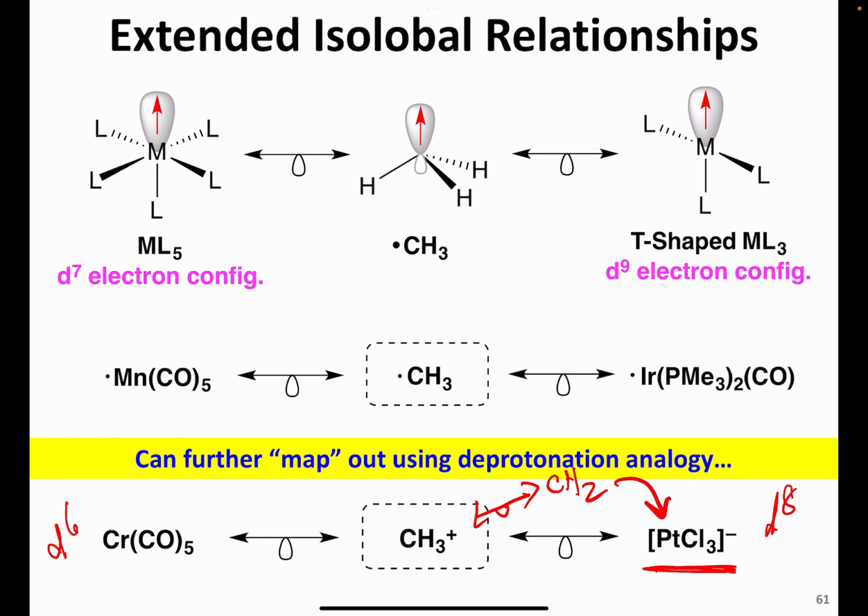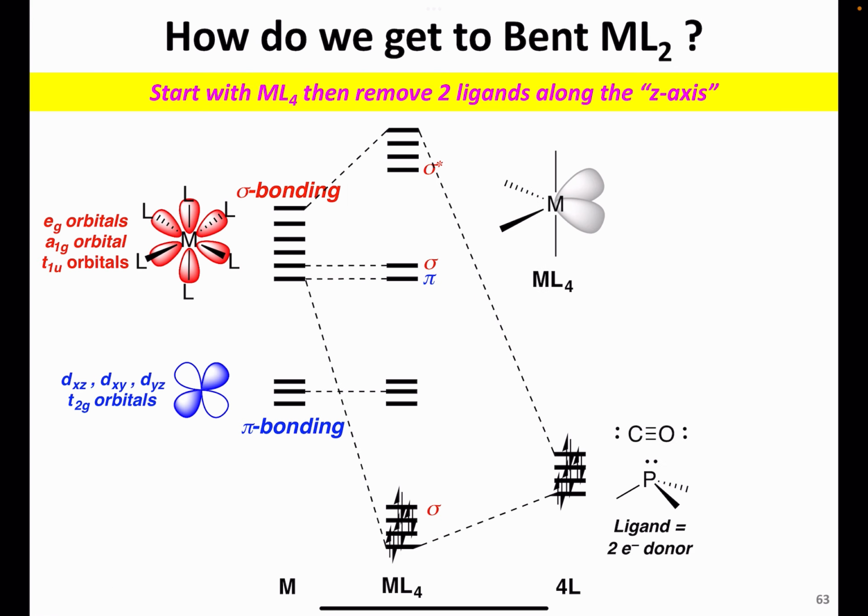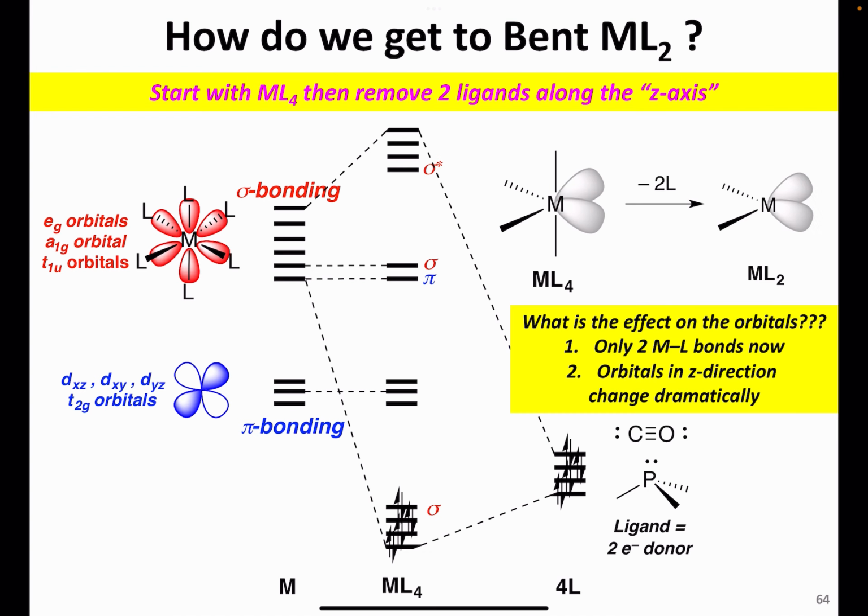And so let's do the final geometry. If we start with the ML4 geometry and remove the 2 ligands along the z-axis, we're going to be able to access this ML2 type geometry. We're going to take the same game plan we did with the T-shaped. If we have the ML4 fragment and we delete 2 ligands, or give the electrons back to 2 ligands along the z-axis, we're going to arrive at the bent ML2 geometry.